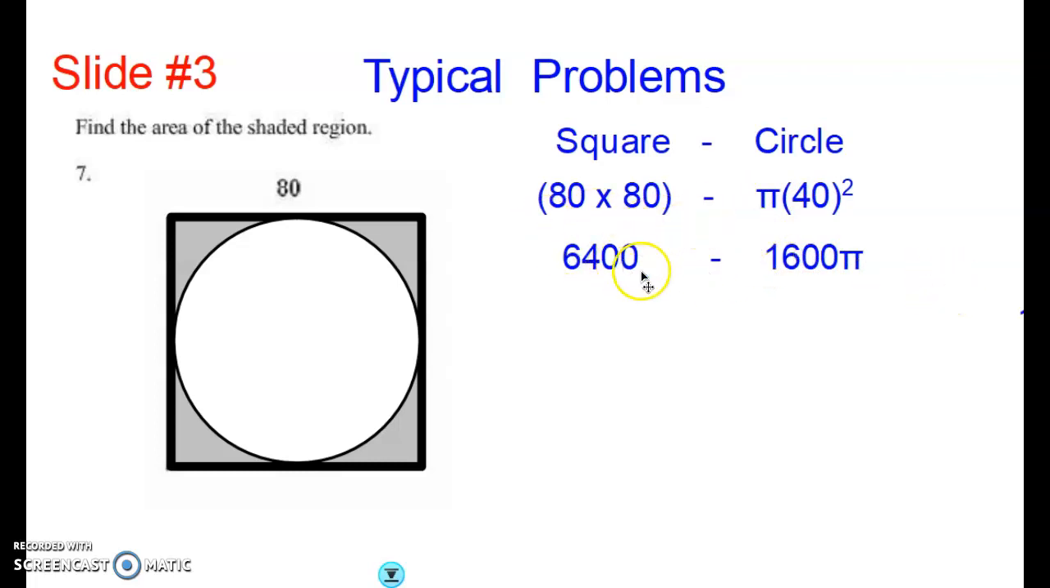When you put this in your calculator, you will get 1373.45 units squared. Now, there are no units in this problem, so I just put units squared.